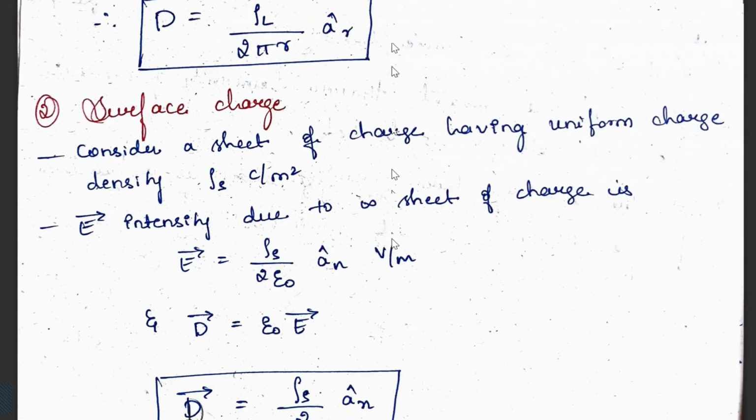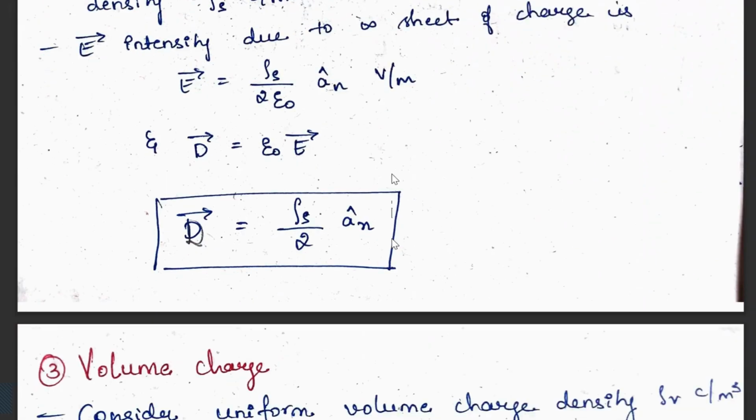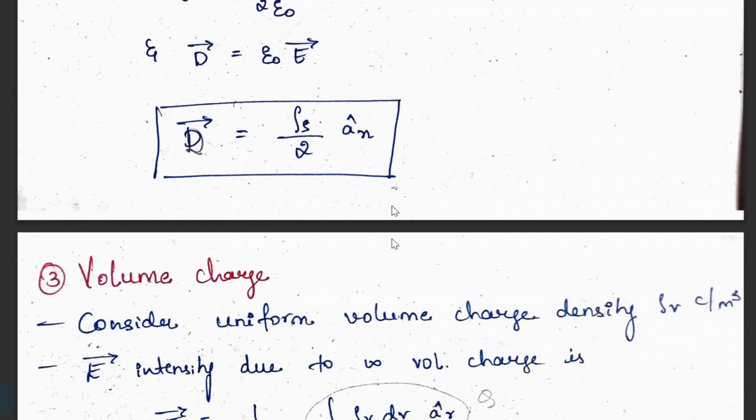Surface charge: consider a sheet of charge having uniform charge density rho s coulomb per meter square. The electric field intensity due to an infinite sheet of charge is E equal to rho s divided by 2 epsilon naught a_n cap, volt per meter. The D vector is equal to epsilon naught into the E vector. So the D vector is equal to rho s divided by 2 into a_n cap.